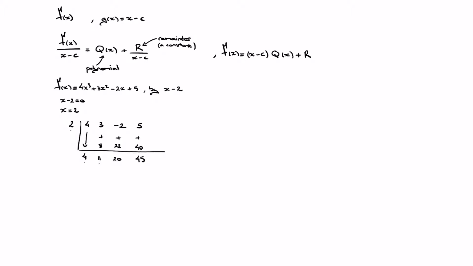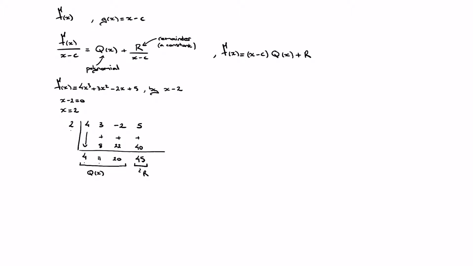And now, here's what's convenient. The first three digits we see here are in fact the coefficients of the quotient function q of x. The last number, 45, is the remainder. Now remember, f of x here was a cubic function, and since we're dividing it by a linear function, the degree of q of x will be 2, a quadratic, in other words, 1 less than f of x. So this 4, 11, and 20 are the coefficients of a quadratic function.